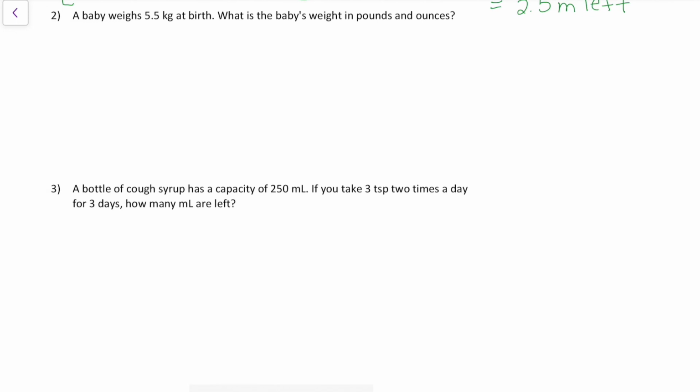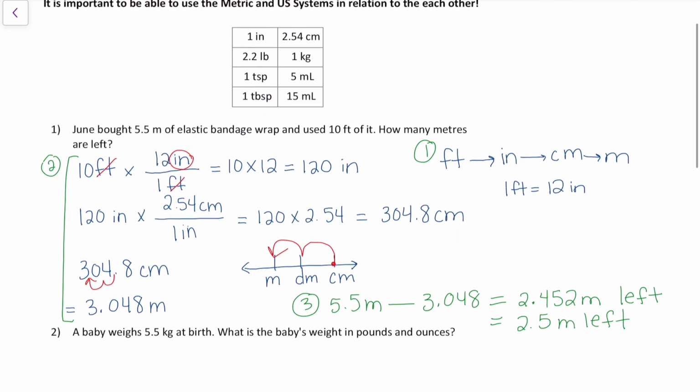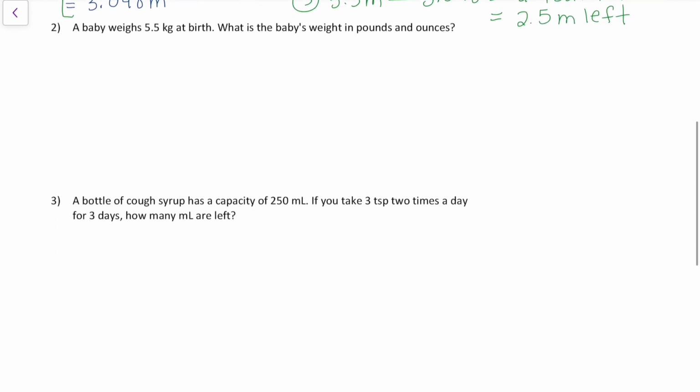Okay, so for question number 2, a baby weighs 5.5 kilograms at birth. What is the baby's weight in pounds and ounces? So we want to figure out a pathway that's going to take us from kilograms to pounds and ounces. So we have 1 kilogram is 2.2 pounds. Let's make note of that on the side. We also need to know pounds and ounces. So 1 pound is 16 ounces.